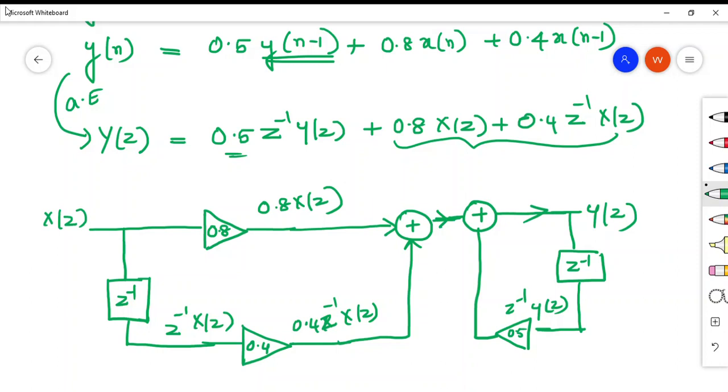Yes, this is the realization of this particular difference equation. So you have y of z is equal to 0.5 z inverse y of z plus what is coming here? It is 0.8 x of z plus 0.4 z inverse x of z. So this is the basic method of representing a difference equation as a network using three basic elements, that is adder, constant multiplier and unit delay element. Now from the idea of this we are going to realize IIR systems and FIR systems.